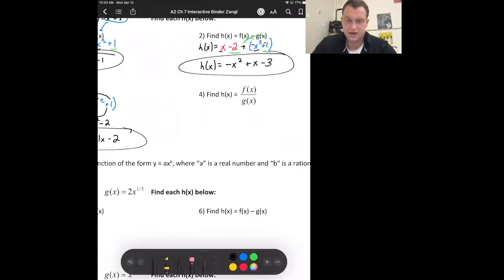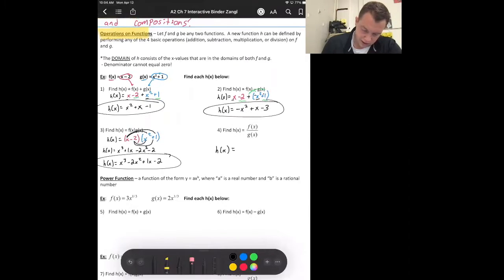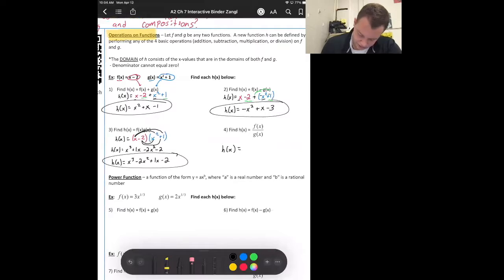Let's take a look at our last one in this situation. It says find h of x if I take f of x divided by g of x. So again, I've got h of x here, and this is equal to my f of x, which is x minus 2, and then it's divided by my g of x, which is x squared plus 1.